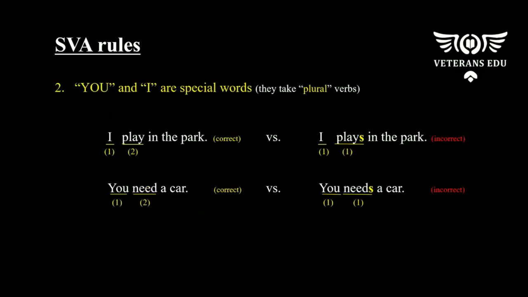Rule number 2. The words you and I are special words in the English language. They take plural verbs. For instance, in the sentence, I play in the park, the subject is I, which is singular. However, we still use the plural form play instead of plays. Likewise, in the sentence you need a car, even though the word you is singular, we still use the verb need instead of needs. So just remember that you and I are very special words.